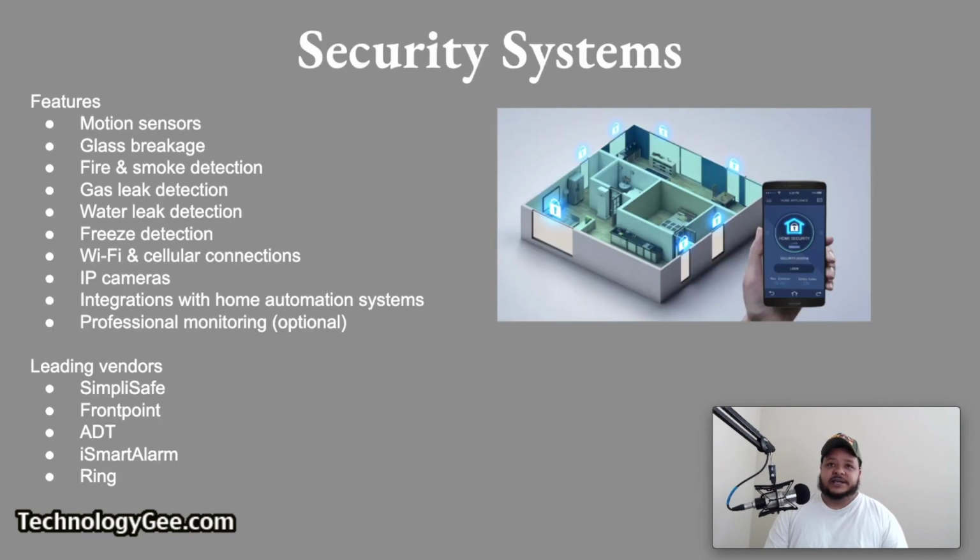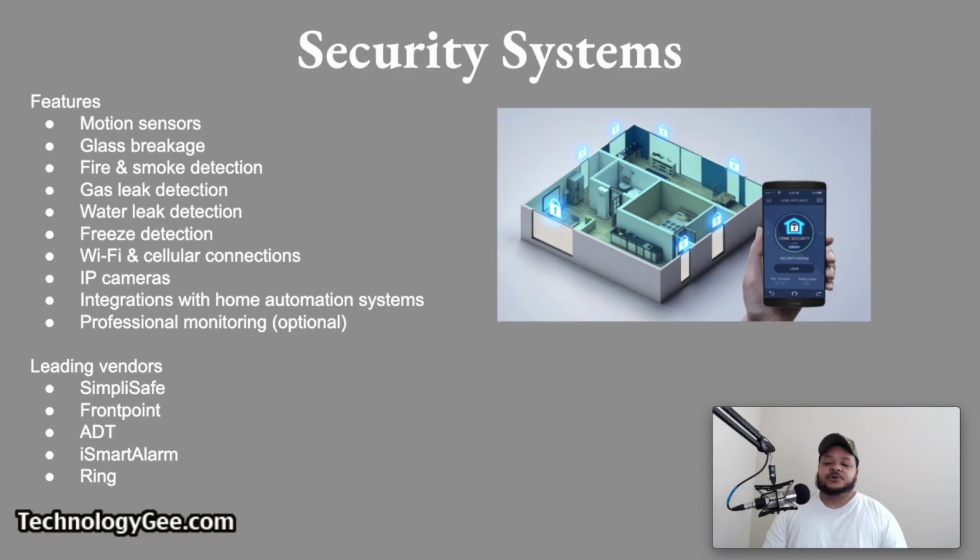Let's talk about security systems. IoT-enabled security systems provide capabilities for remote monitoring, intrusion detection, and fire warnings without using wires, enabling easy installation and the ability to install systems in rented properties.